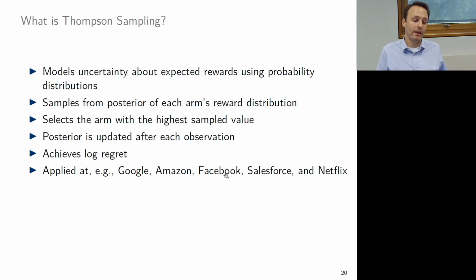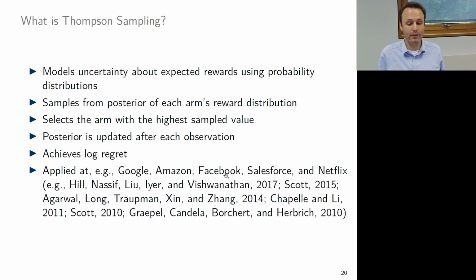So Thompson sampling, especially in its form in contextualized bandits, is heavily used in practical applications, for example, at Google, Amazon, Facebook, Salesforce, and Netflix. And here are some of the papers these practitioners have written about Thompson sampling.